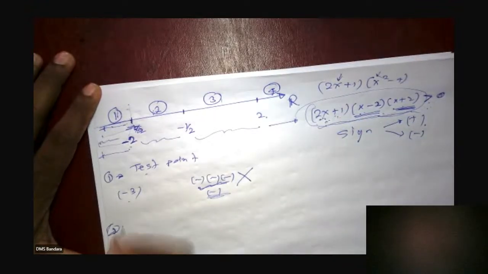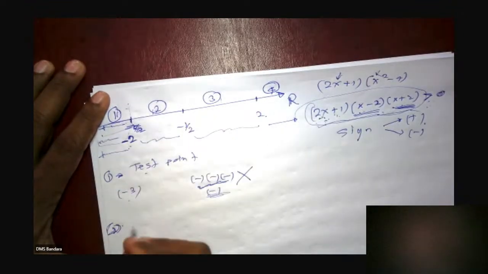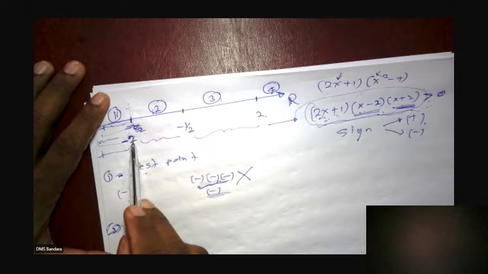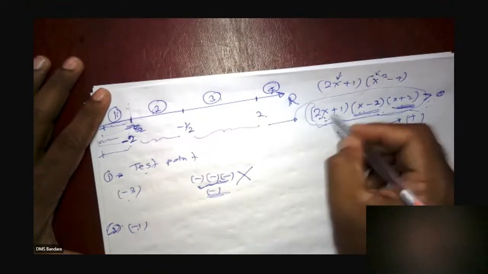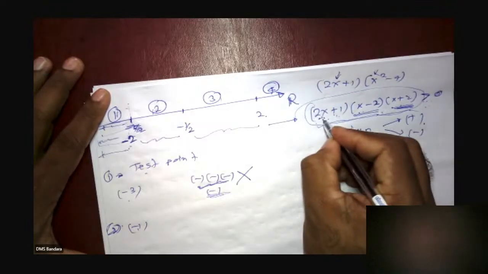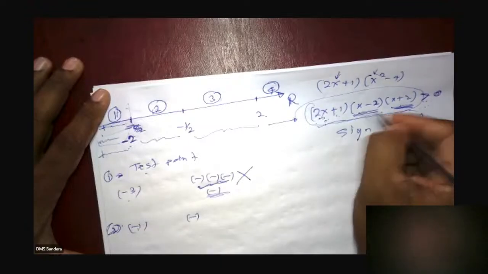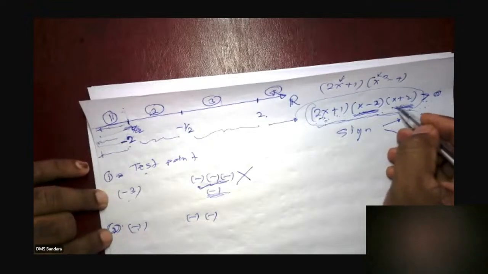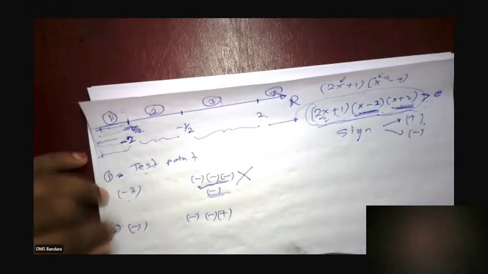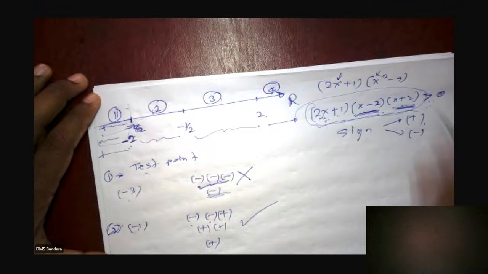When you consider the second region, my test point is -1, because -1 is in between -half and -2. Substitute -1 for this expression. When you substitute here, -2 plus 1, -1 is negative. The middle term is already negative. When you substitute the -1 for the x plus 2, it becomes positive. Minus minus is positive. Positive times positive becomes positive. This region is okay for satisfying this inequality.